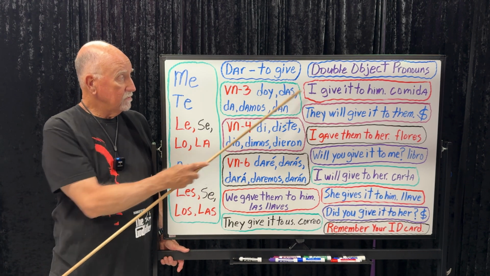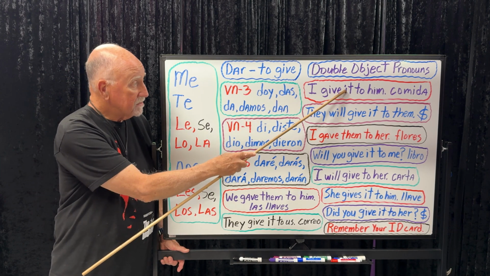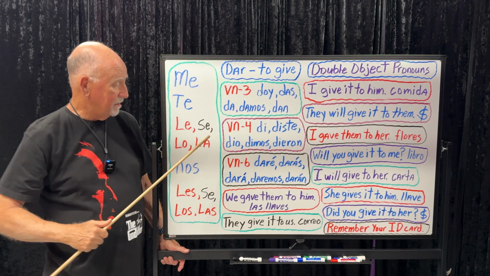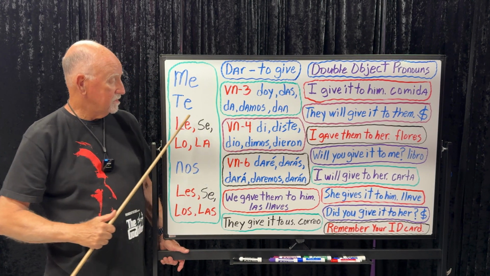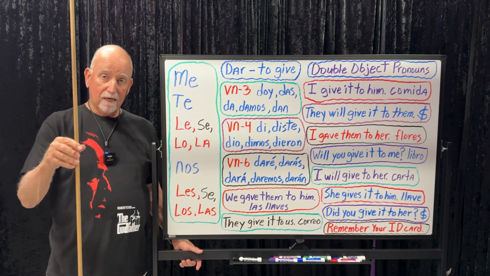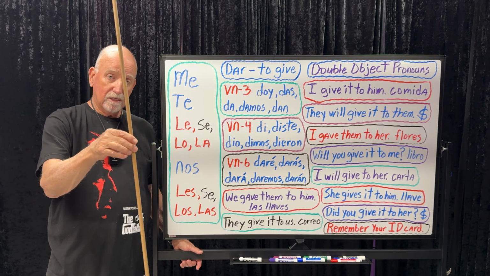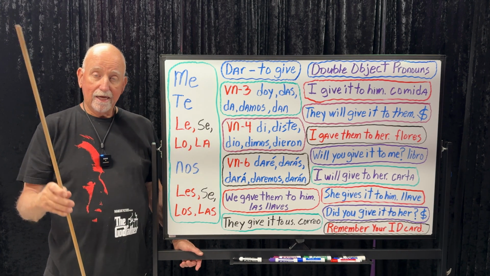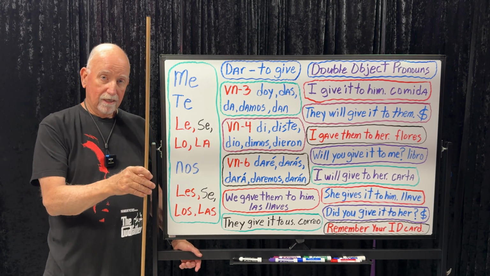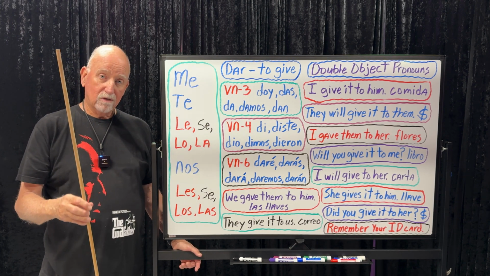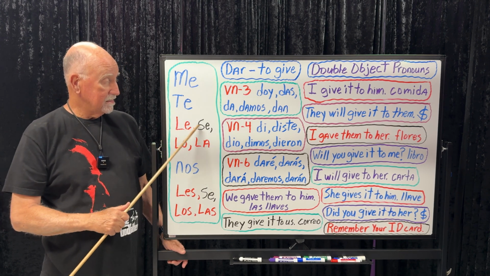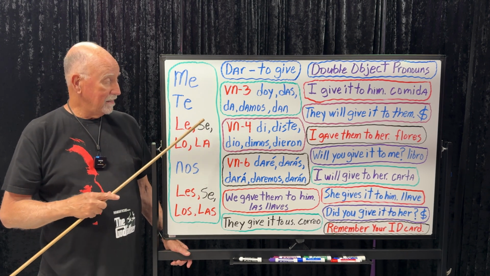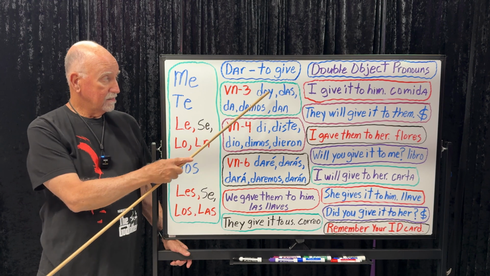Well, I give, we know, is doy. It, if it's for la comida, is going to be la. And to him, we know, is le. So you go indirect object, le, then direct object, la, and then your verb, doy, I give. So you have le, la, doy. We can't have two object pronouns together beginning in L, so the le changes to se. So our answer would be se la doy.